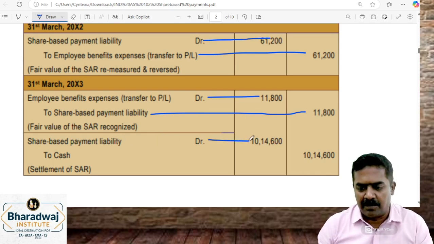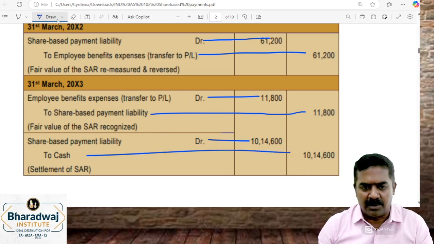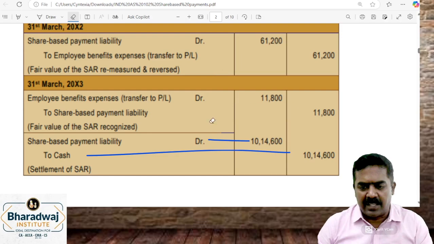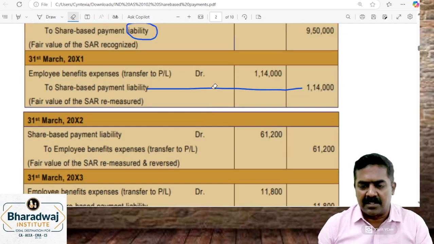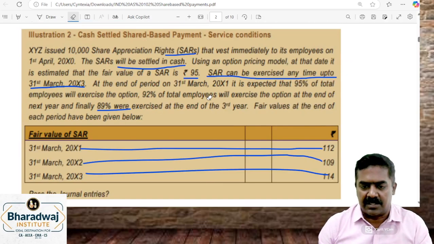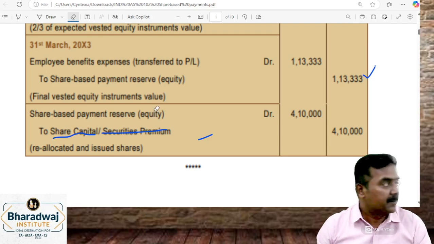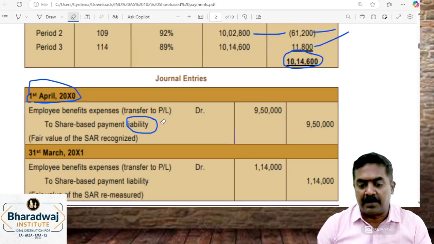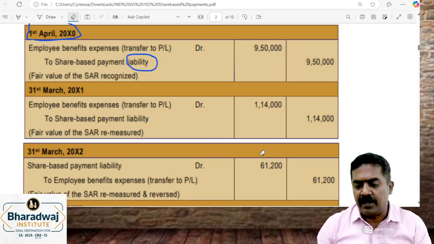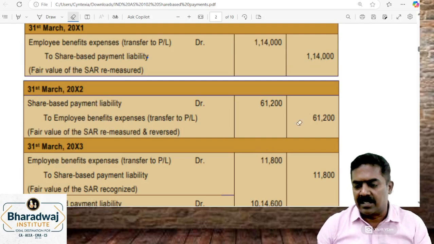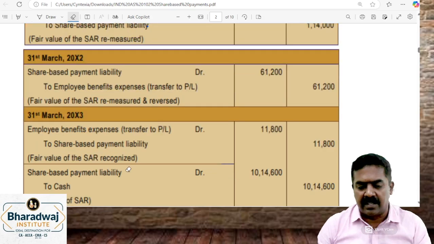Share based payment liability account debited to which account? Cash account. So the first example was an equity settled transaction. This is a cash settled transaction. That's why earlier we called it share based payment reserve. Now it is called share based payment liability. Every year you create. Second year alone there is a reversal. Third year additional provision created. Share based payment liability account debited to cash.